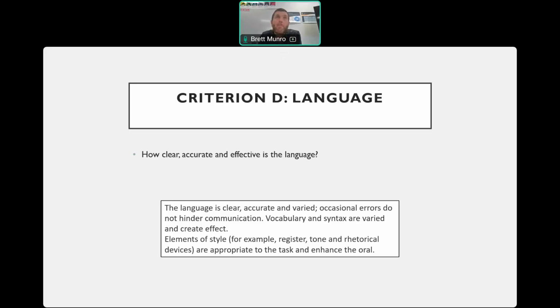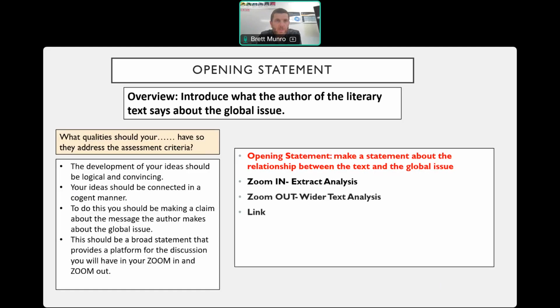Now we're going to look at how we can maximize our structure in order to meet these assessment criteria. So the body of your presentation, which we've split into 4 parts, should be structured almost identically in each of these parts. You should always start with an opening statement. Your opening statement should introduce what the author of the literary texts says about the global issue. In order to perform highly in this section, your opening statement should have the following qualities.